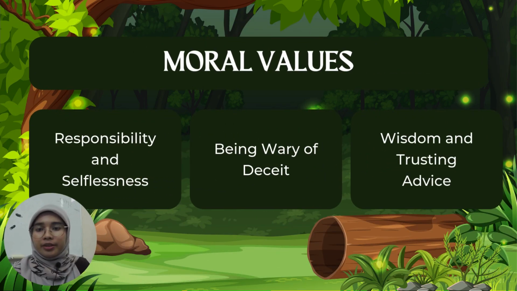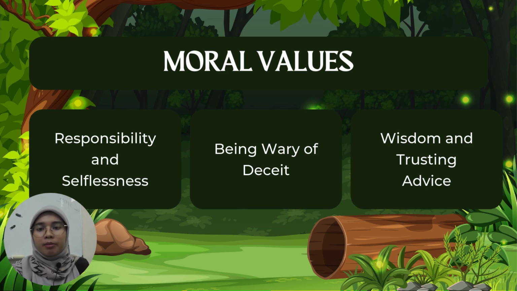So the moral values of the story, the first one, is about responsibility and selflessness, where in the story Kiki learns that the golden acorn isn't just a treasure to keep for himself, but something he must protect for the greatest good of the forest. So the golden acorn represents something precious that must be protected from misuse, and it is important to be responsible and consider the well-being of others.